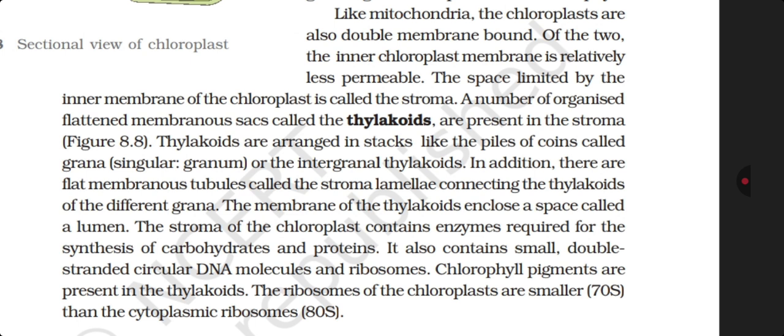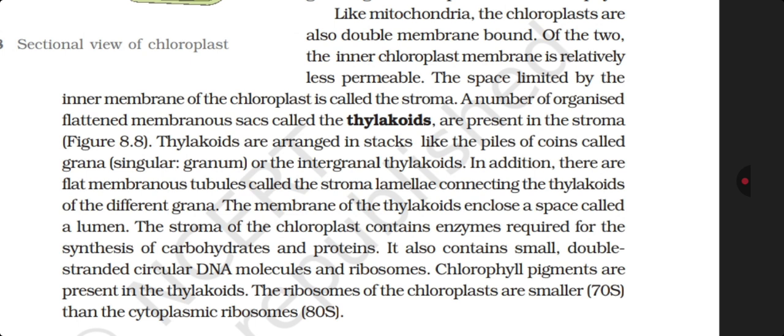Thylakoids are arranged in stacks like piles of coins, called grana or intergranal thylakoids. In addition, there are flat membranous tubules called the stroma lamellae connecting the thylakoids of the different grana. The membrane of the thylakoids encloses a space called the lumen.